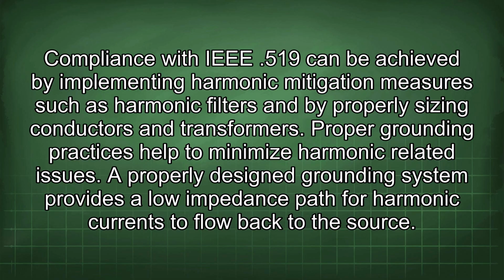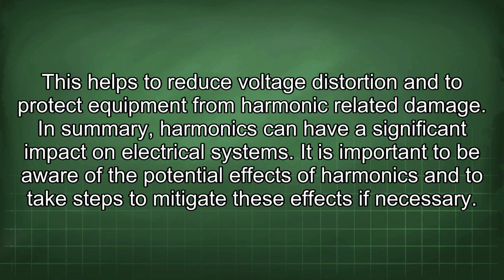conductors and transformers. Proper grounding practices help to minimize harmonic-related issues. A properly designed grounding system provides a low impedance path for harmonic currents to flow back to the source. This helps to reduce voltage distortion and to protect equipment from harmonic-related damage.